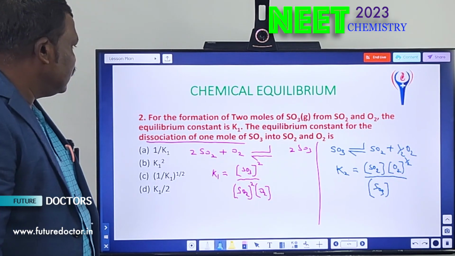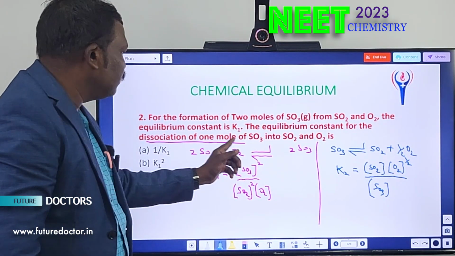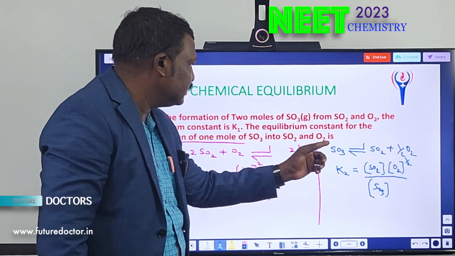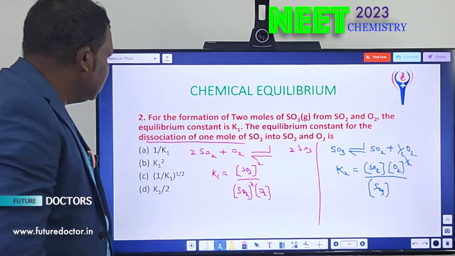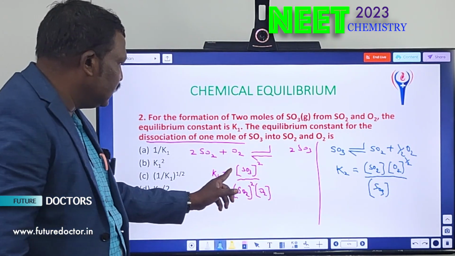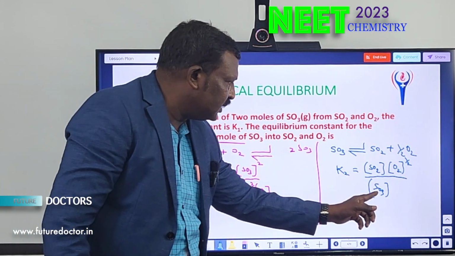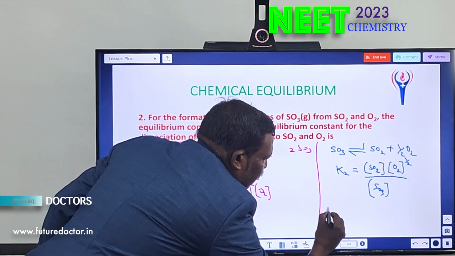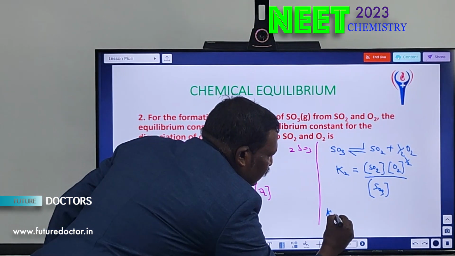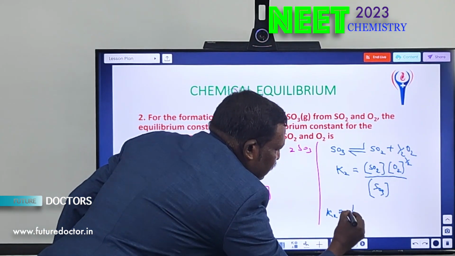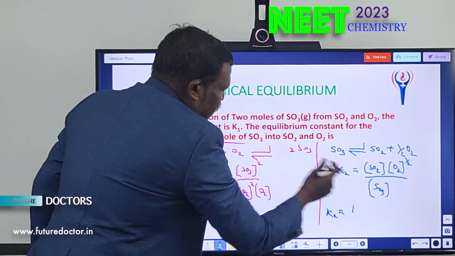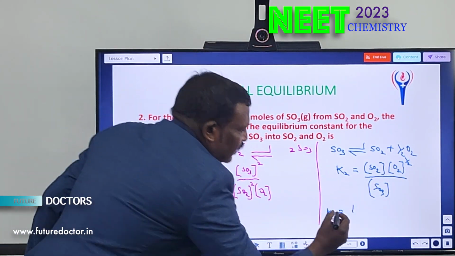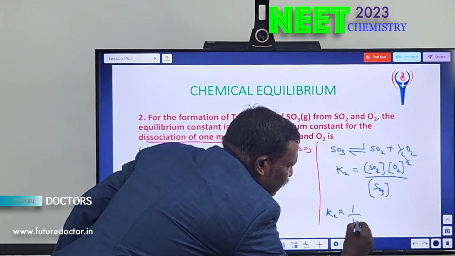Suppose they are asking for the equilibrium constant for the dissociation of 1 mole of SO3 into SO2 and O2, that is K2. See, in K1 SO3 is in the numerator, and in K2 SO3 is in the denominator. So it will be reversed. Anyhow, K2 is equal to 1 by K1.